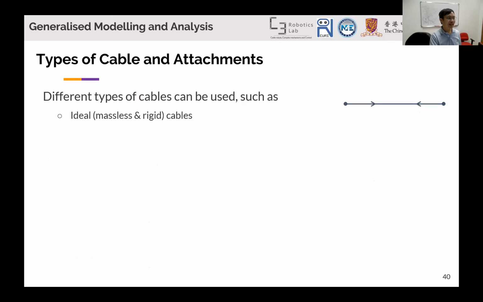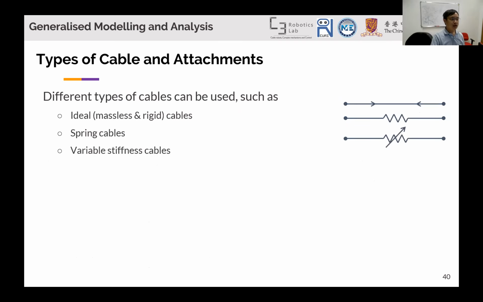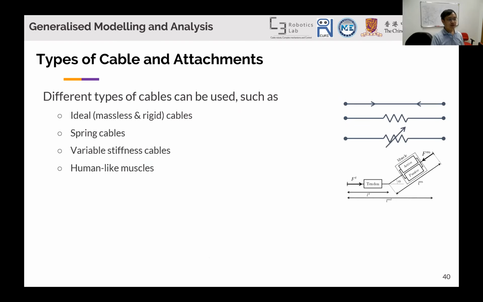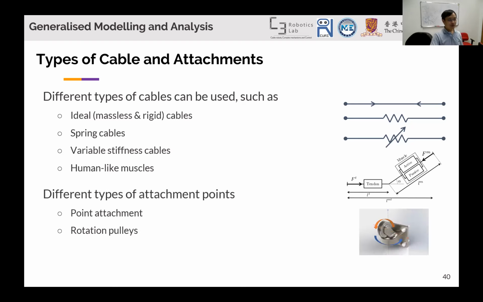You could also have different types of actuators. As I said, you could have spring, ideal massless cables. You can have spring cables, variable stiffness. We even mimicked the human-like muscle model. These days, I haven't got it in the PPT, but I've also added thrusters, UAV thrusters. So they have their own dynamics and their own model inside it. And we want to model all of that.